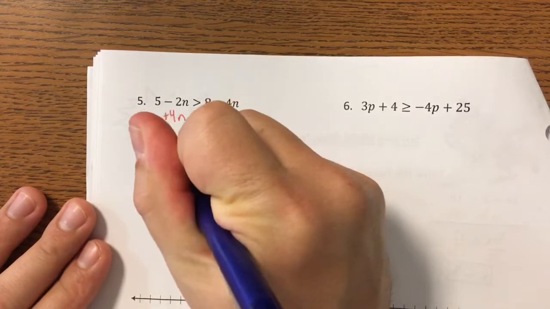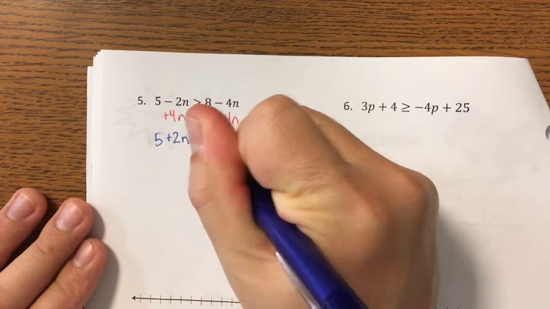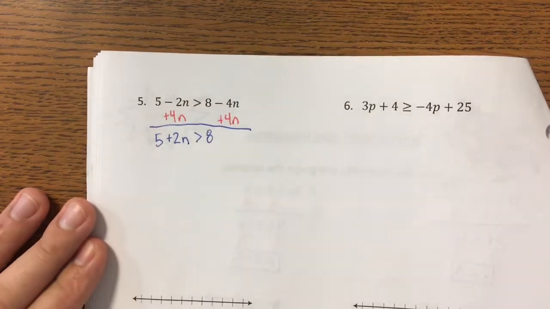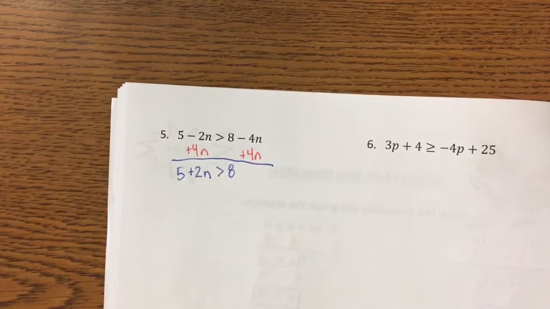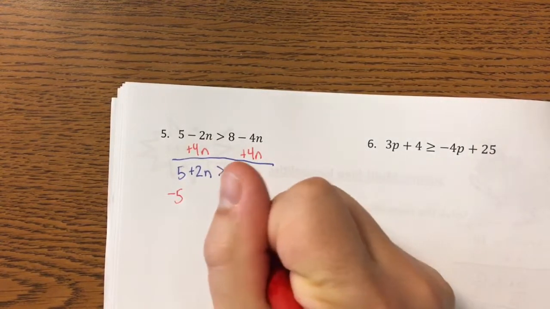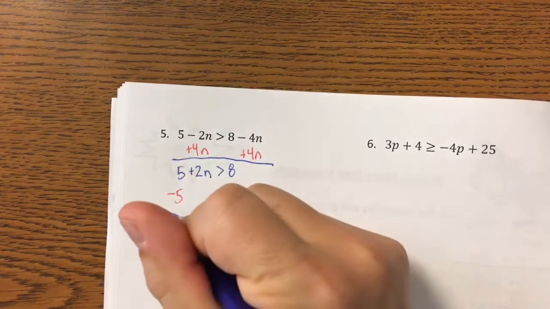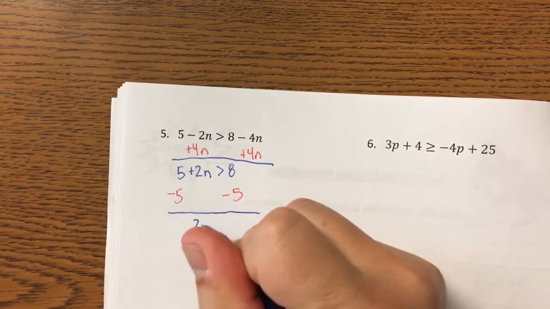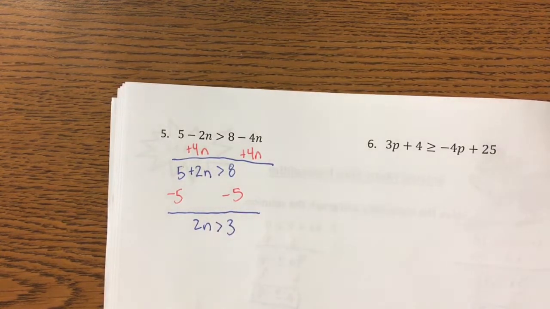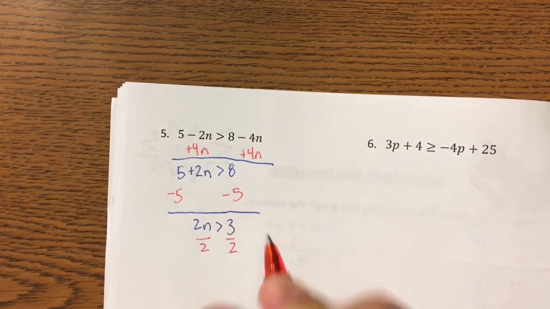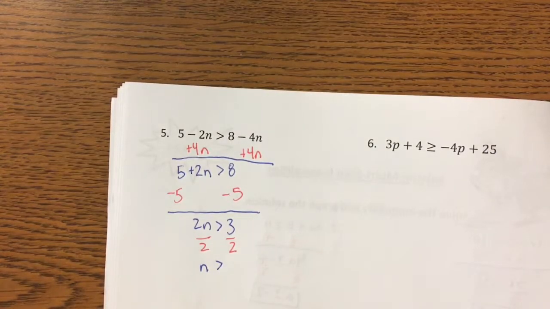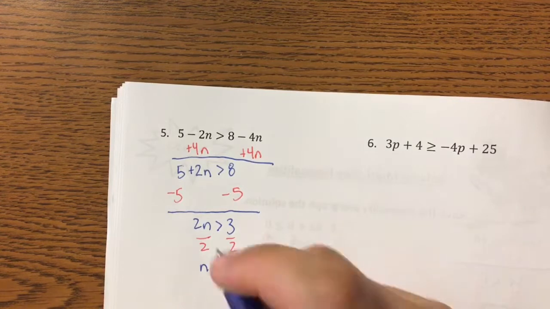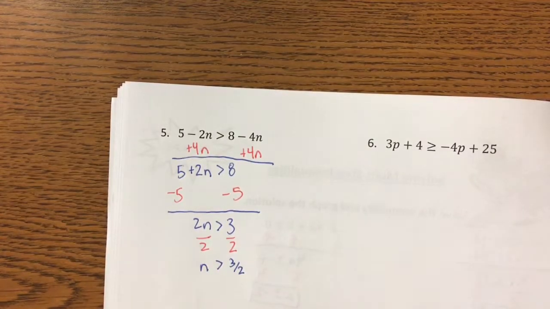So we've got 5 plus 2n is greater than 8. I'll zoom in on here, see a little better. Then I'm going to subtract 5 on either side. 2n is greater than 3. That looks like we're going to end up with a fraction here. Divide by 2. So what's 3 divided by 2? You can leave it as a fraction, 3/2. That's perfectly fine. Or if you prefer the decimal, that's okay as well.